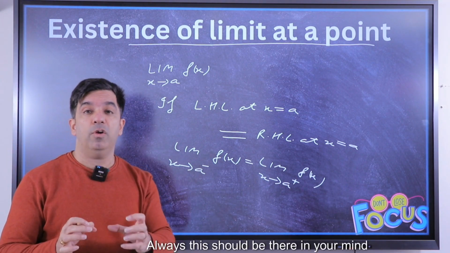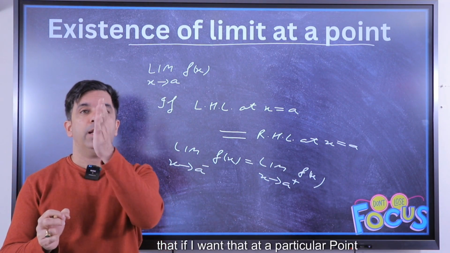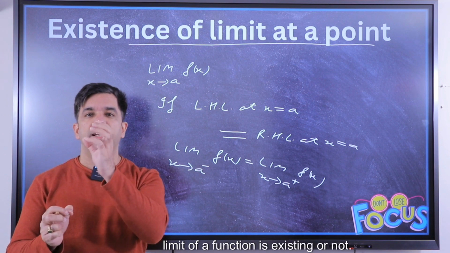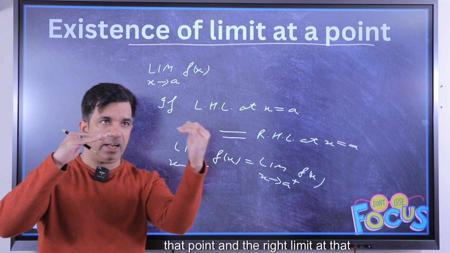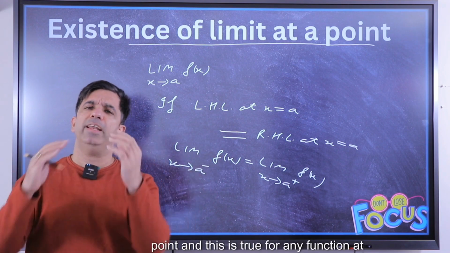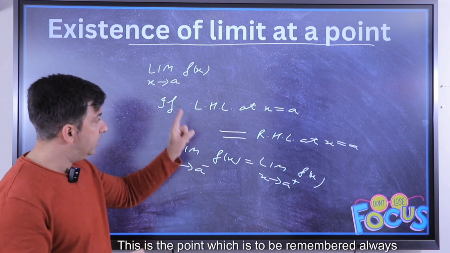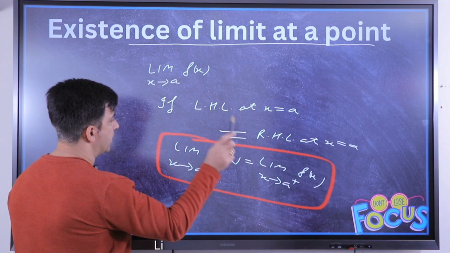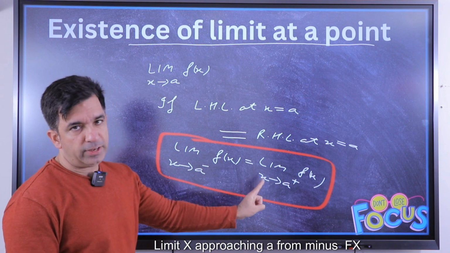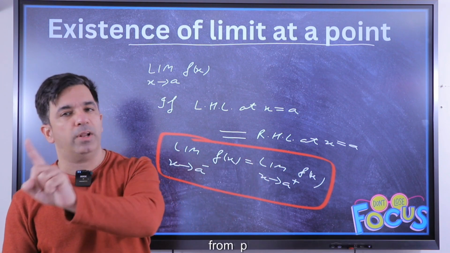Always this should be there in your mind, that if I want to know whether at a particular point the limit of a function exists or not, then I have to find the left hand limit at that point and the right hand limit at that point. And this is true for any function at any point. This is the point which is to be remembered always. Limit x approaching a from minus side f(x) should be equal to limit x approaching a from plus side f(x).